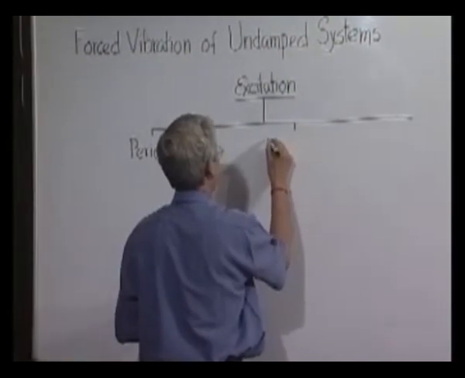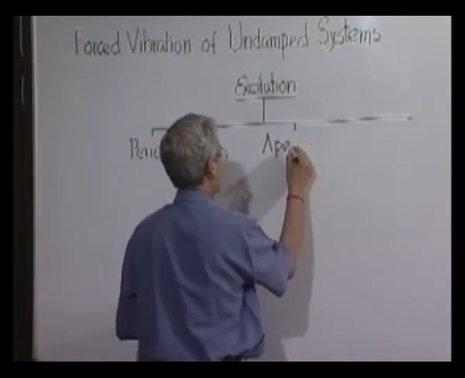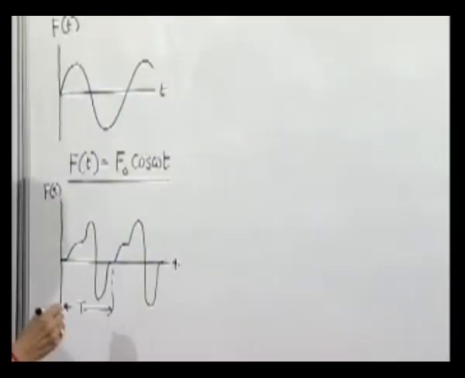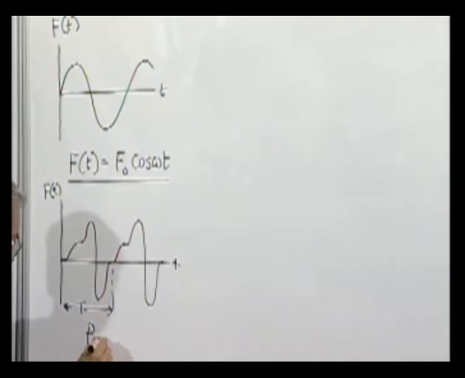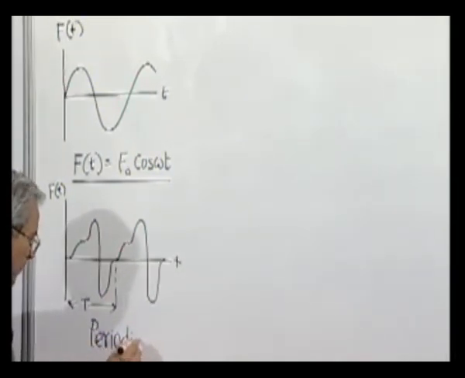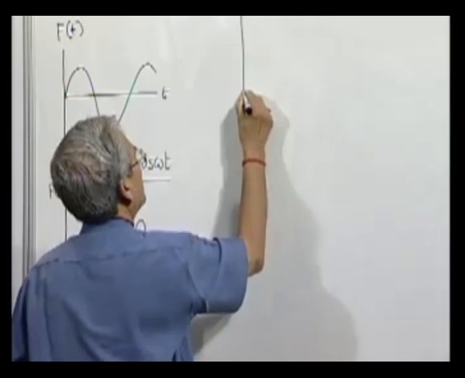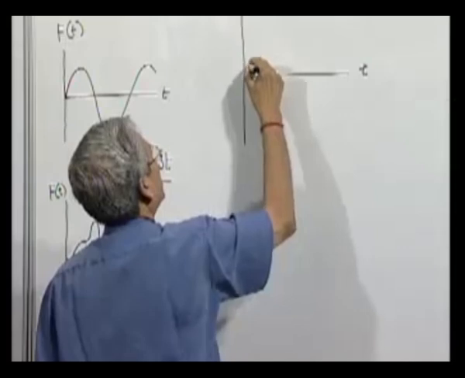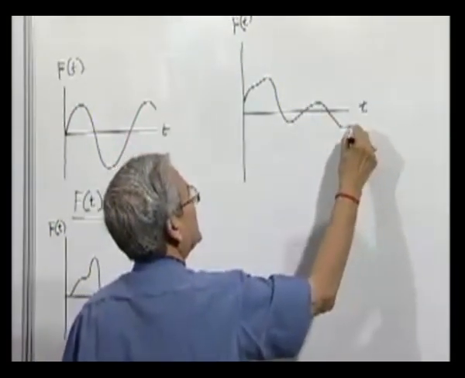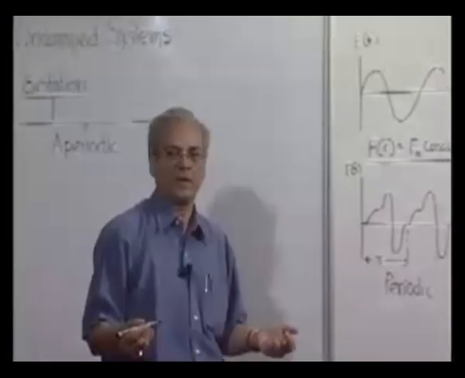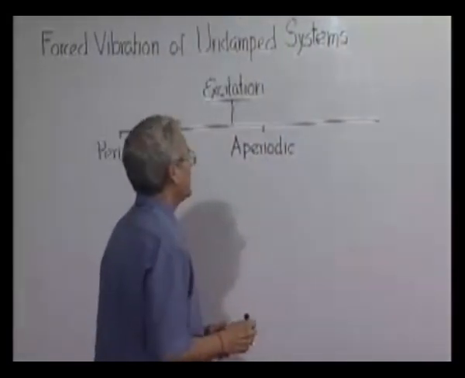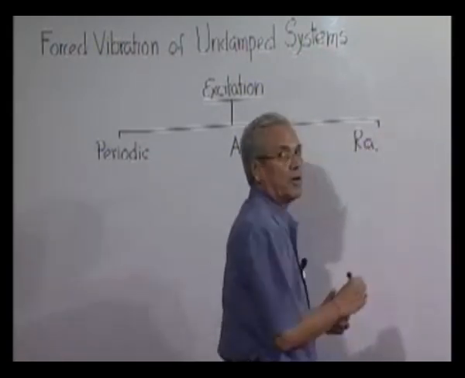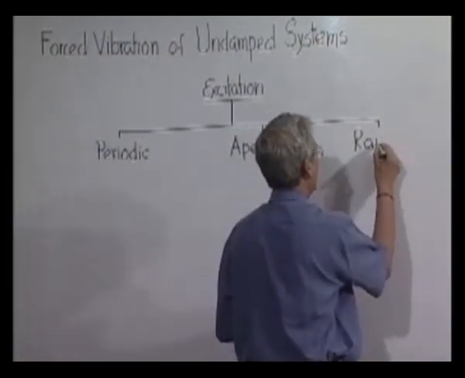Another kind of excitation can be aperiodic. Aperiodic excitation can be anything like this, which does not repeat itself after a definite time. That is called aperiodic. And there is a very special case which we will not be able to discuss, but nevertheless very important, called random.